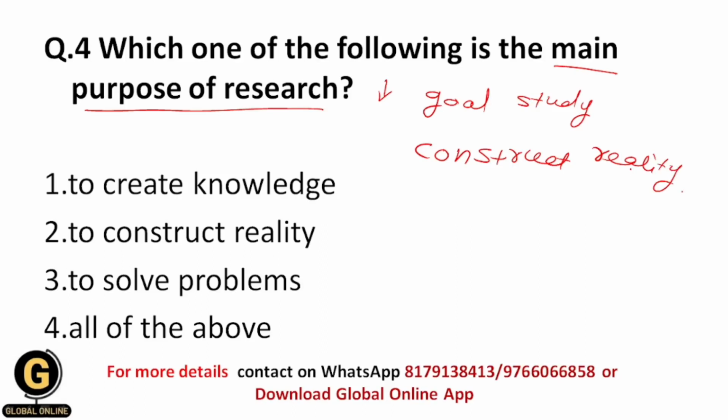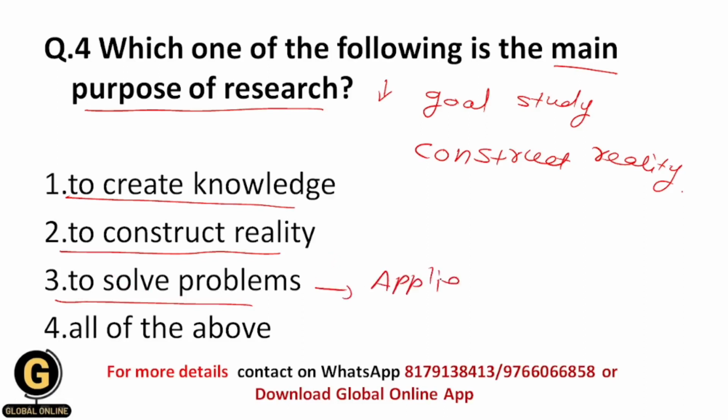Now we will see the options. First is to create knowledge. Research helps us to create knowledge, it facilitates the creation of knowledge. Then second is to construct reality, and the third one is to solve problems. Research is conducted to solve any immediate problem of theory or practice, and this is called applied research. The last option is all of the above. But we have to find only one correct answer, and I know these options are very confusing.